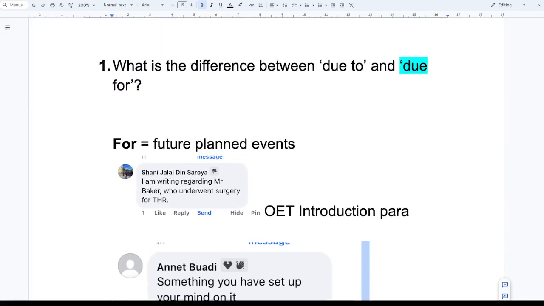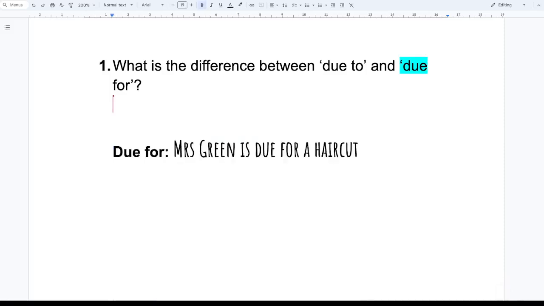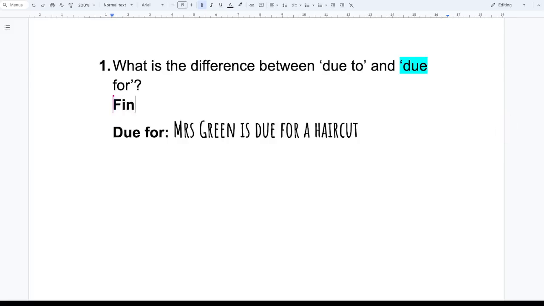So Shani, it's basically the same, isn't it? It's the same idea. Due for. But this is not only the introduction. You could use this in the requests paragraph, the final paragraph as well. Final para. This could work.